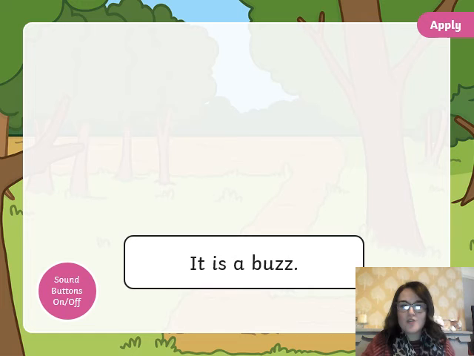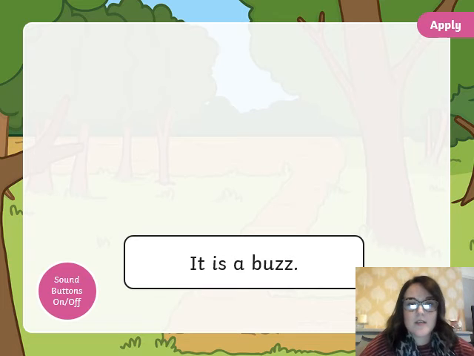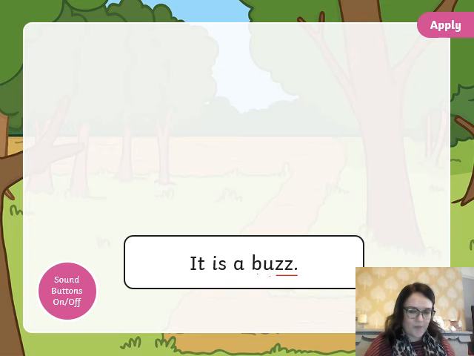Okay, now what I'd like you to try is to write a sentence on your whiteboard. But you first need to read it, don't you, to see what it is. Ready? We've got our it, is, a, b, u, z. Ooh. Two letters, one sound. Sound bar. Z. It is a buzz.